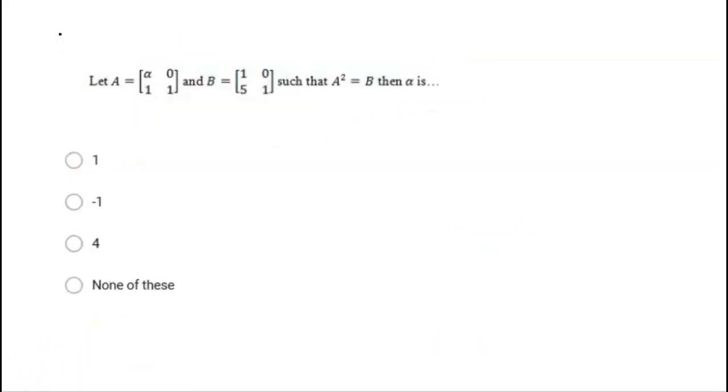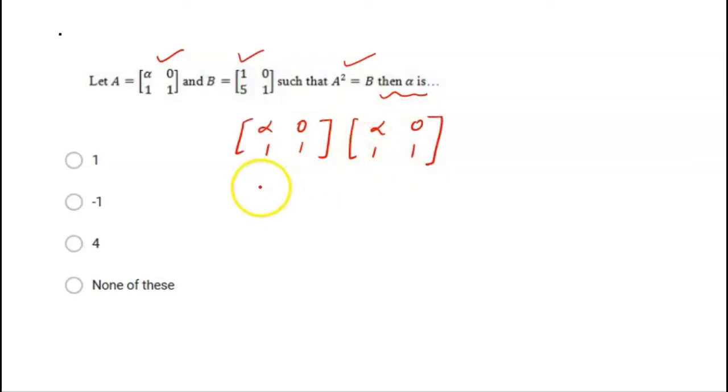Now this is a simple problem: if A is equal to this and B is equal to this, and it is given that A square is equal to B, then what is the value of alpha? So what is A square? A square is alpha 0 1 1 times this A. So if I multiply, what will I get? Alpha into alpha, alpha square plus 0 into 1 is 0. So I will write 0.